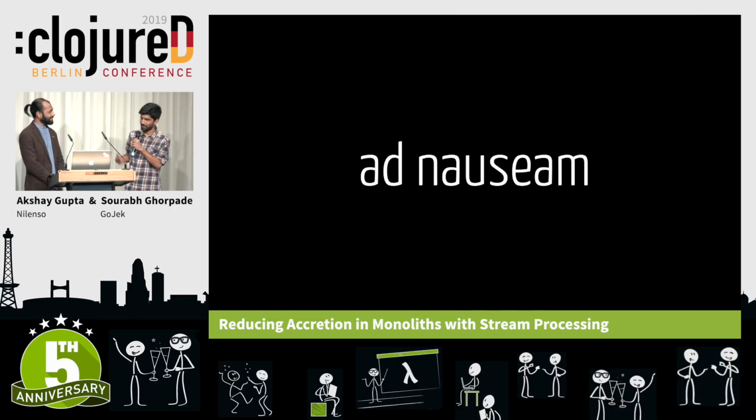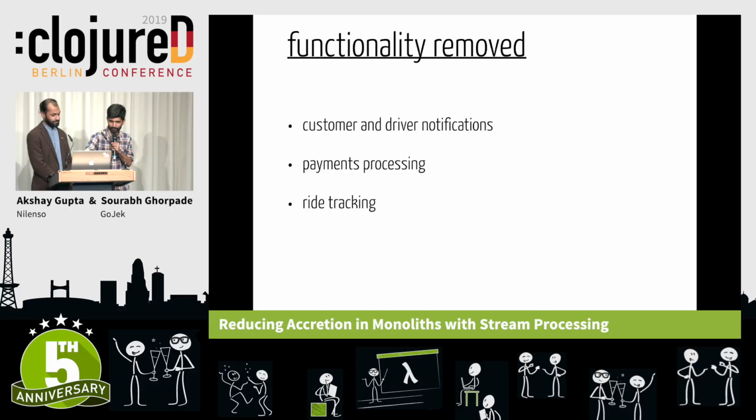All right, so we have processed payments and moved a very critical part of our system to this framework. So basically, we went mad with it and started removing a whole lot of functionality and transitioning to this framework, library, I don't know what to call it. In addition to customer and driver notifications, we moved the payments. We also moved ride tracking, which is a key functionality in any product that we have.